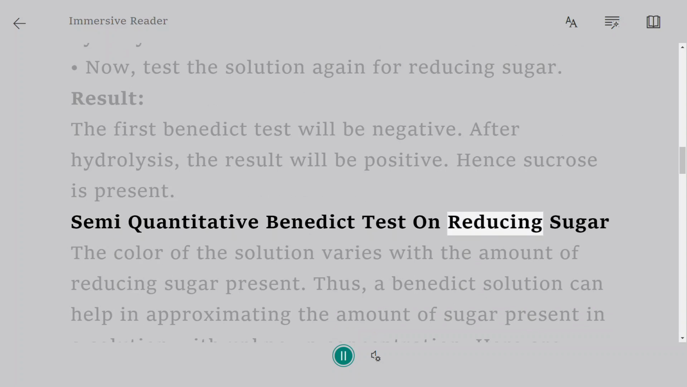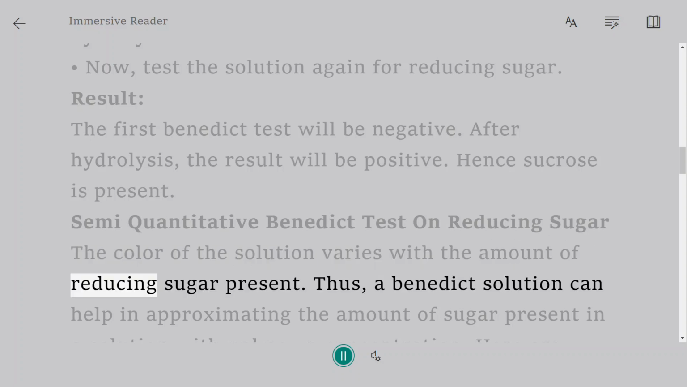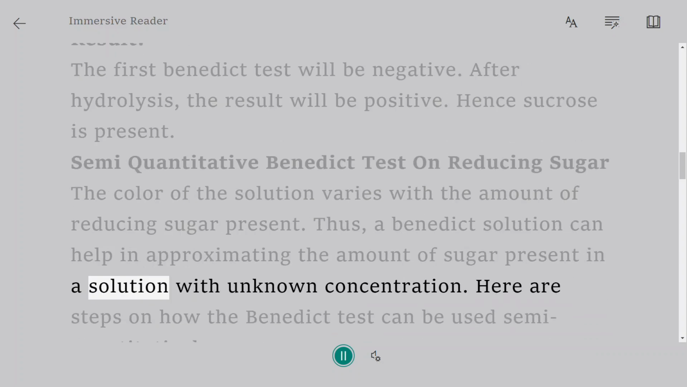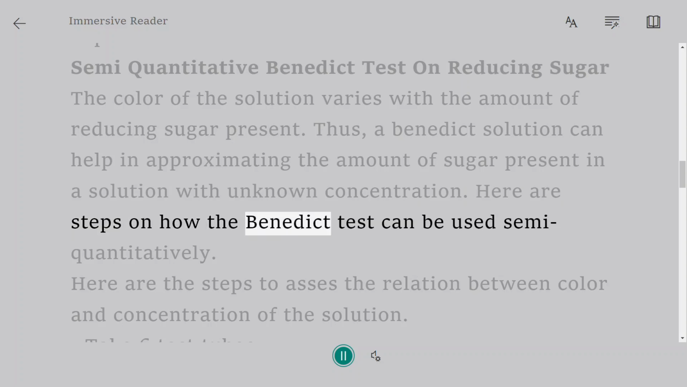Semi-quantitative Benedict test on reducing sugar. The color of the solution varies with the amount of reducing sugar present. Thus, a Benedict solution can help in approximating the amount of sugar present in a solution with unknown concentration. Here are steps on how the Benedict test can be used semi-quantitatively.